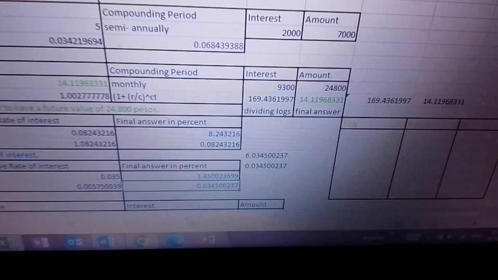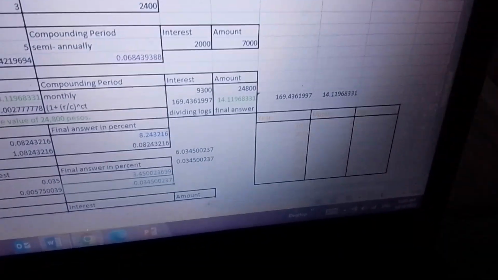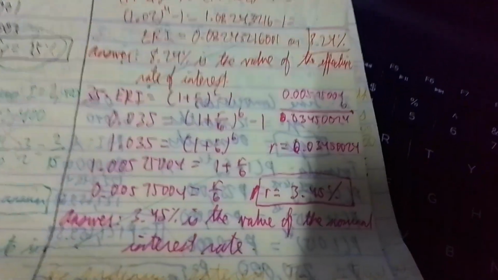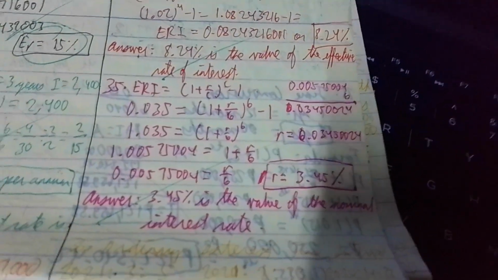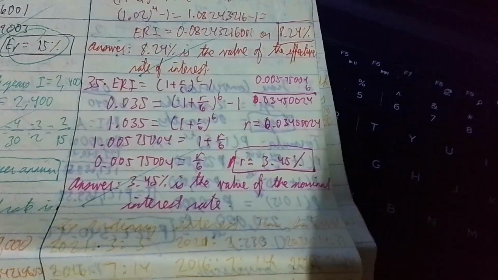0.34. And then for this one, we have to give our final answer in percent. So because it's in percent, our answer should be in percent. I multiply that by 100, and therefore the final answer is supposed to be 3.45%. Therefore, the answer is 3.45% is the value of that nominal interest rate. That's it, and that's how we solve for number 5.